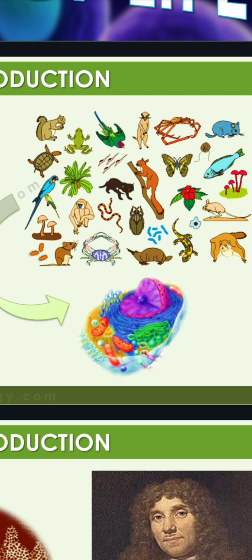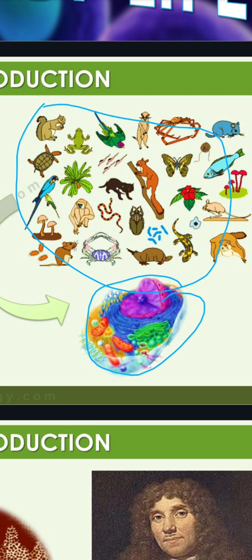So here, as you can see in the diagram, this is a single cell and these are all different types of organisms. The common thing between all these organisms is that they all are made up of this tiny fundamental unit called a cell.